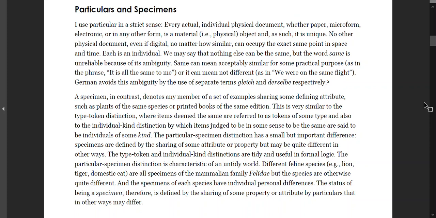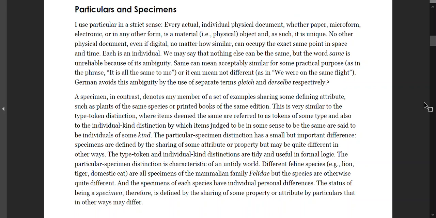Yeah. This is very similar to the type token distinction, where items deemed the same are referred to as tokens of some type, and also to the individual kind distinction, by which items judged to be in some sense the same are said to be individuals of some kind. The particular specimen distinction has a small but important difference. Specimens are defined by the sharing of some attribute or property, but may be quite different in other ways.